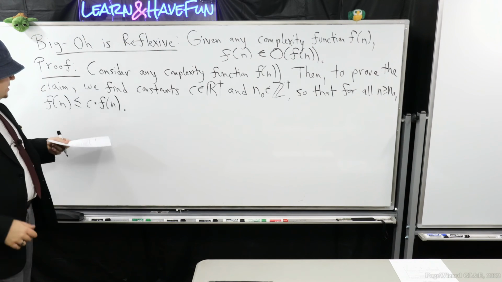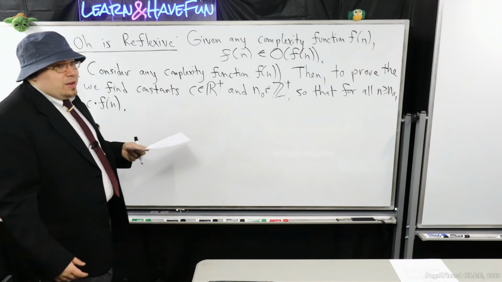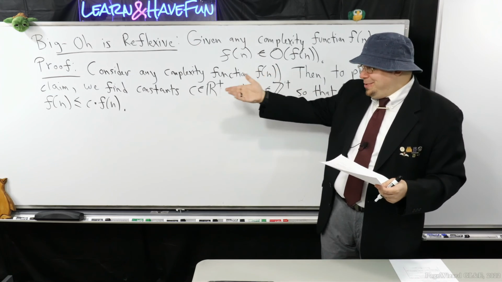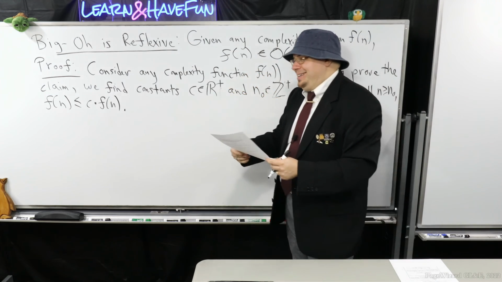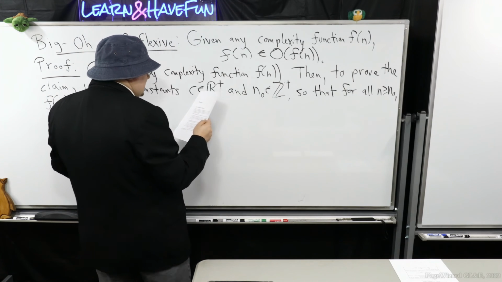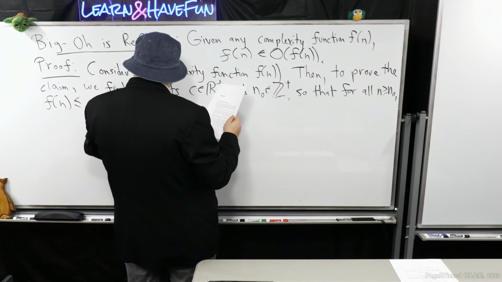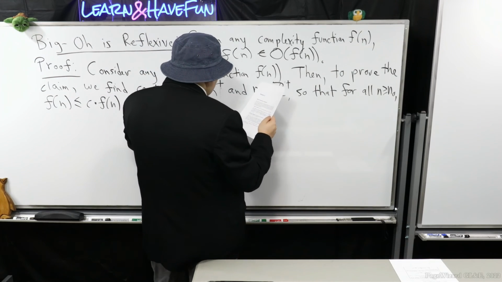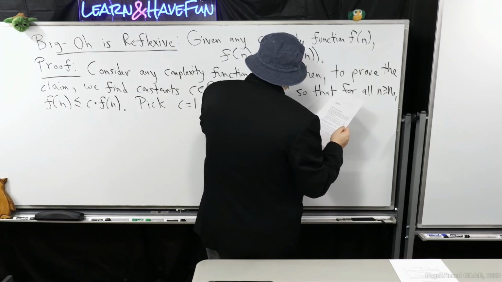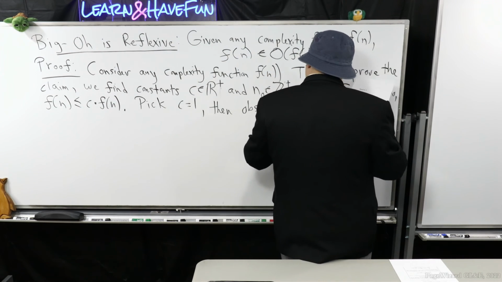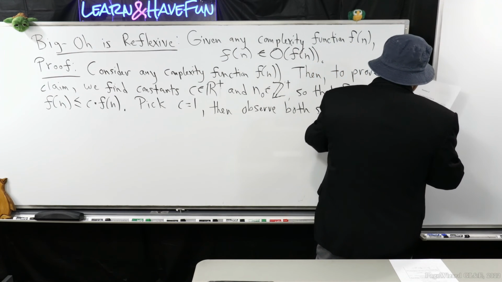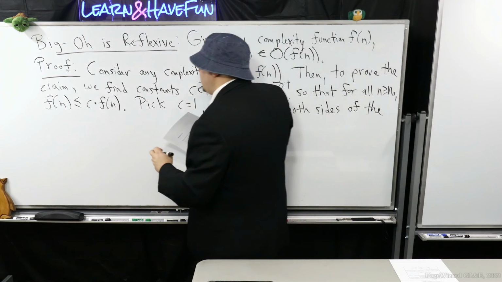Well, what I can do is I could just assign c to be 1, and then I have f of n is less or equal to f of n. And you know the left-hand side has to be equal to the right-hand side because it's the same thing on both sides. So this should remind you of some of the first examples we did. So I'm going to pick c is equal to 1. Then observe both sides of the inequality are equal.